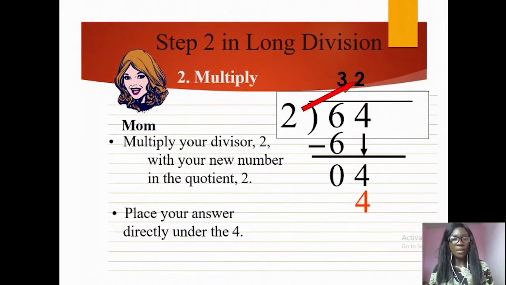Okay, so we are done with daddy. So let's move with mommy. Mommy said multiply your divisor, which is this 2. So now I'm not going to be giving you step by step because you guys are expert now.